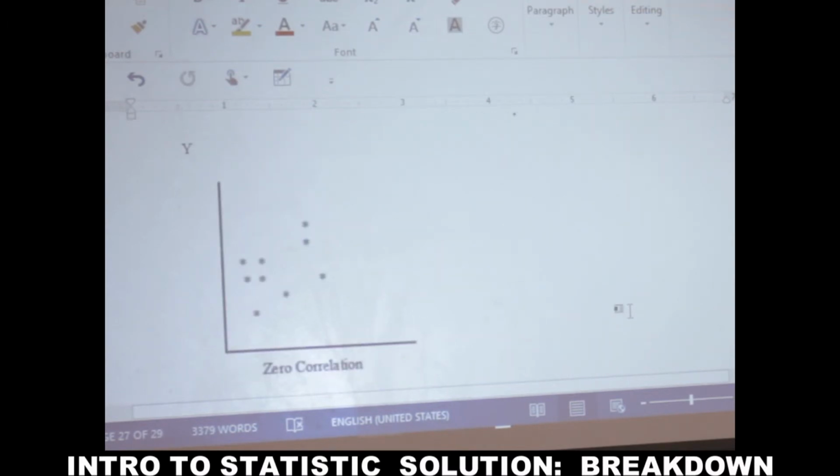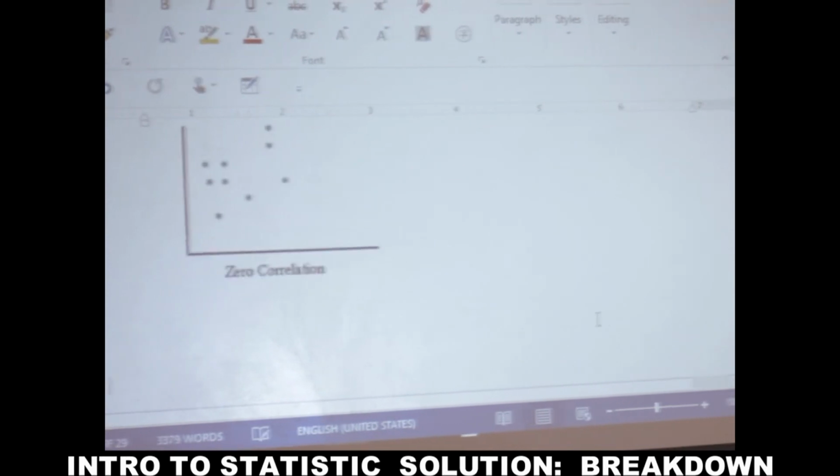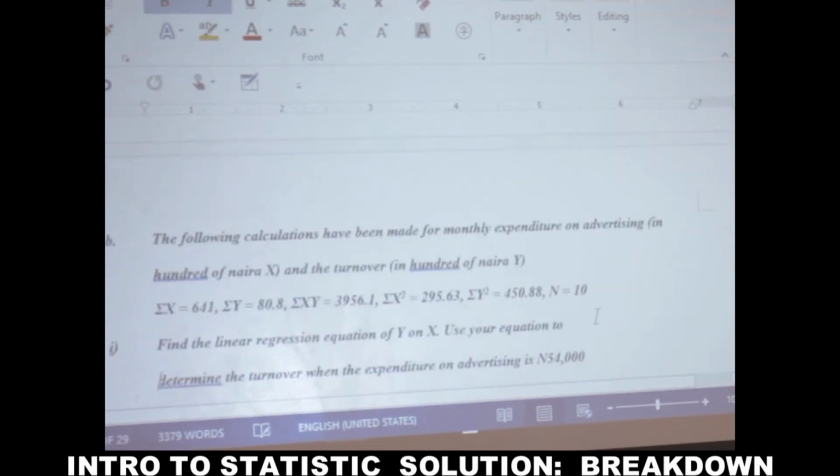The zero correlation. This exists when there is no definite pattern in the direction of variables X and Y. This is the diagram for it. This is the zero correlation.